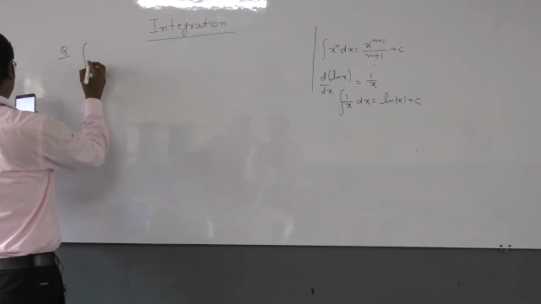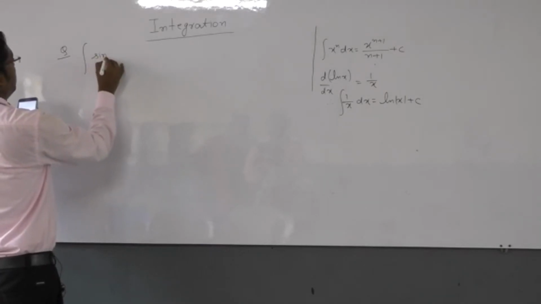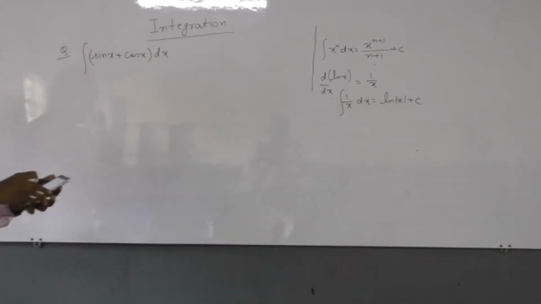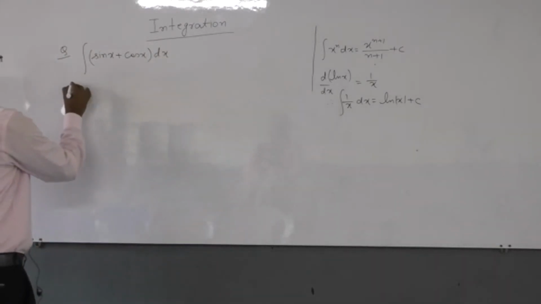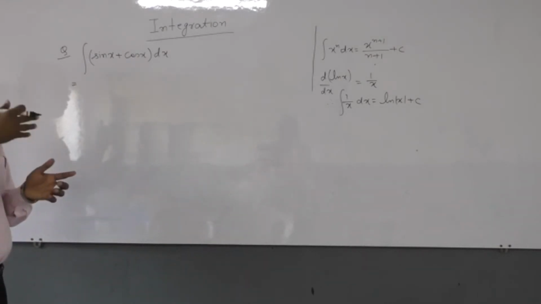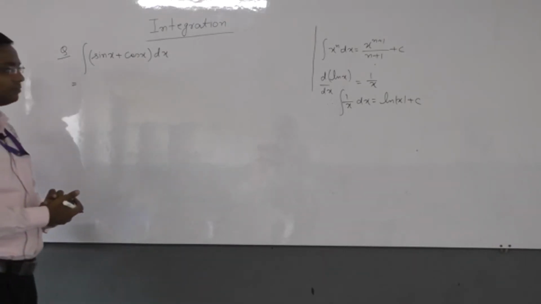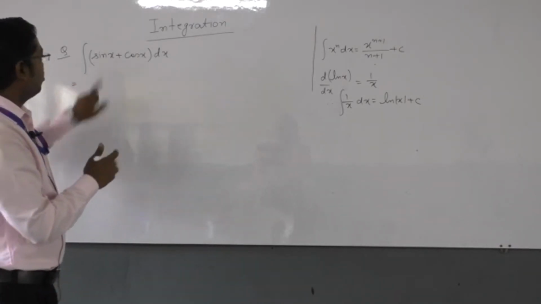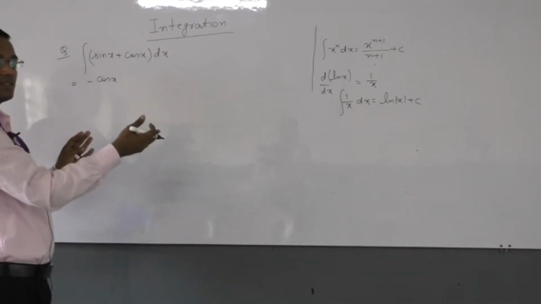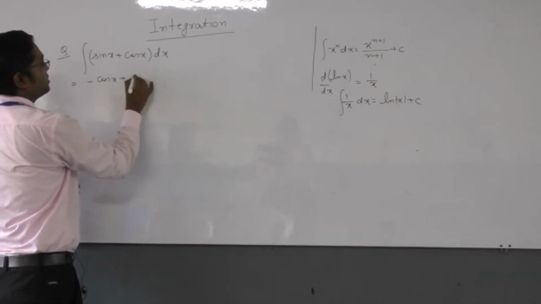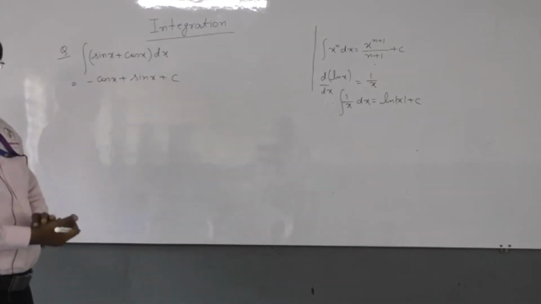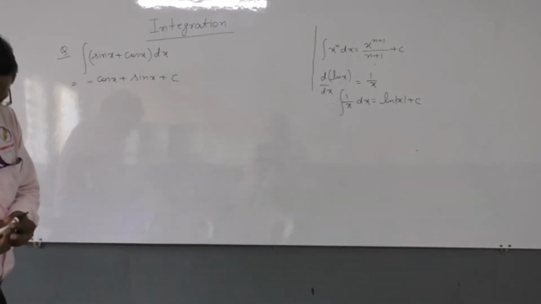Integration of sin x plus cos x dx. We know the differentiation of sin x is cos x and the differentiation of cos x is minus sin x. Okay? So integration of sin x will be minus cos x, and since the differentiation of sin x is cos x, the integration of cos x is sin x, plus an integral constant. That completes the integration of this function. Let's see the next question.